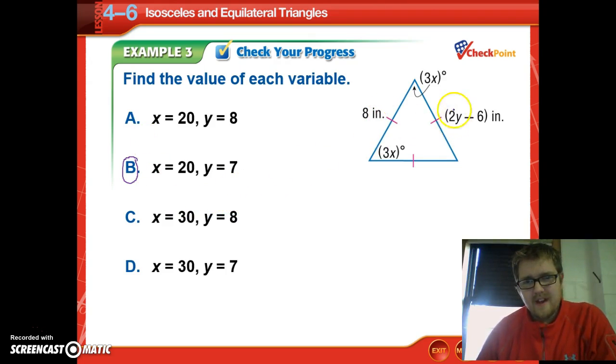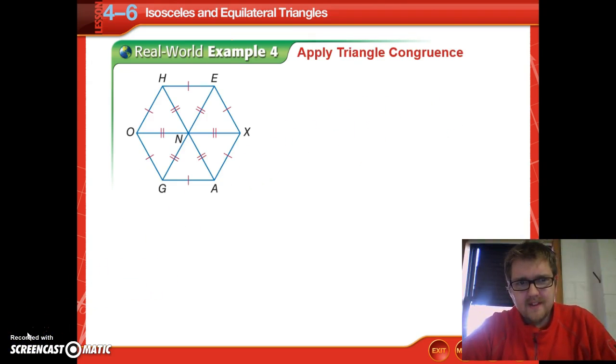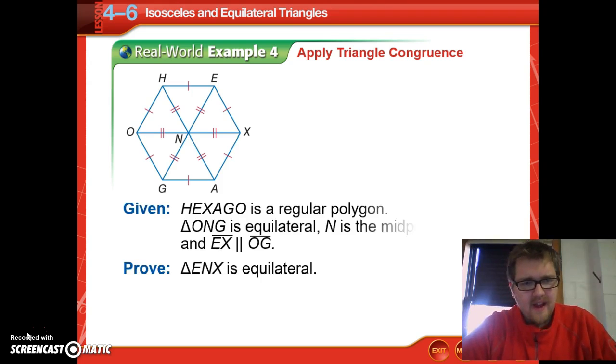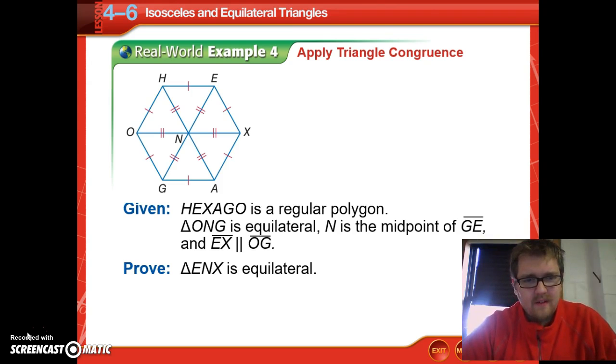Alright, so let's see if we can get this last proof in 3 minutes here. We're given that the hexagon is a regular polygon, so all the sides are equal, all the angles are equal. Triangle ONG is equilateral. N is the midpoint of GE, and so in other words, N is the center, and EX is parallel to OG. We want to prove that triangle ENX is equilateral.